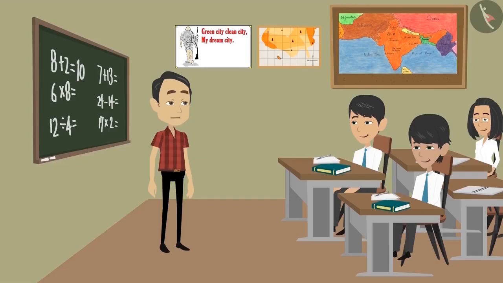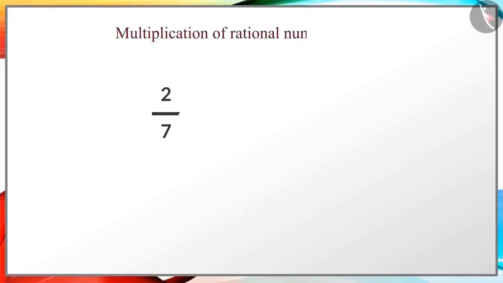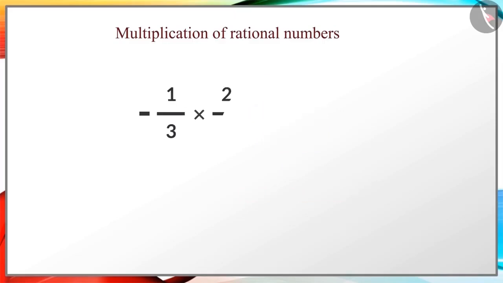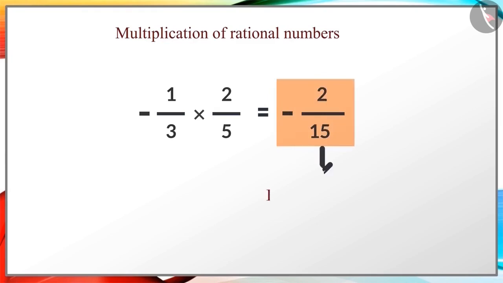Now children, we shall discuss about closure property under multiplication. We will take two rational numbers. What will you get if you multiply 2 by 7 and 3 by 5? Sir, we will get 6 by 35. And this is also a rational number. Children, will you get a rational number if you multiply -1 by 3 and 2 by 5? Yes, sir. This time too we have got a rational number.